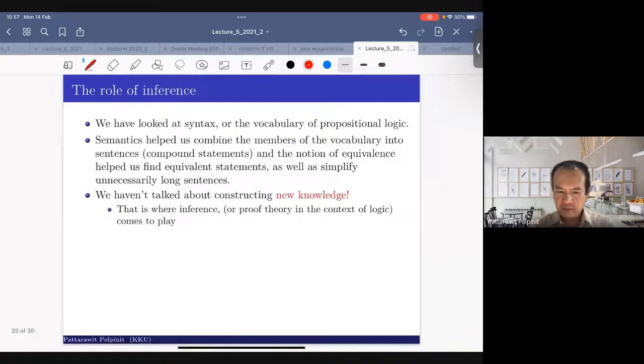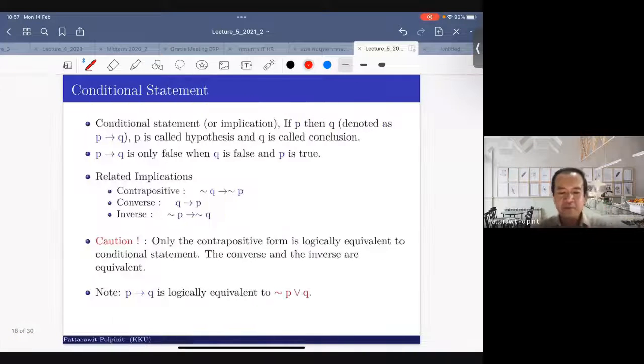Okay, two more slides. The second one that is very important is the conditional statement. Why do I say important? Because this is the most used in our everyday life. Like if P, then Q. If we have a reason to do something, then it results in doing something. That's what we call a conditional statement.